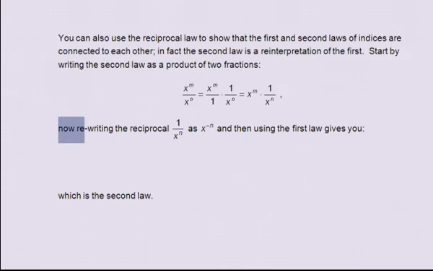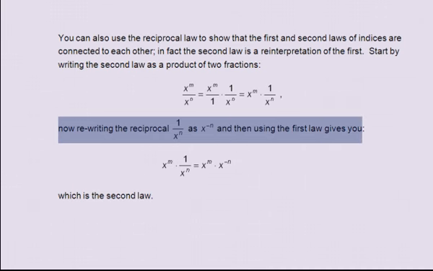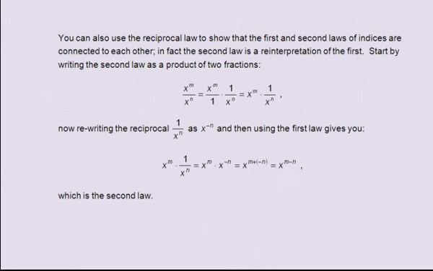Now, rewriting the reciprocal 1 over x to the n as x to the minus n, you find that x to the power m multiplied by 1 over x to the n equals x to the power m multiplied by x to the power minus n. And then using the first law gives you x to the power m plus minus n, which equals x to the power m minus n, which is the second law.